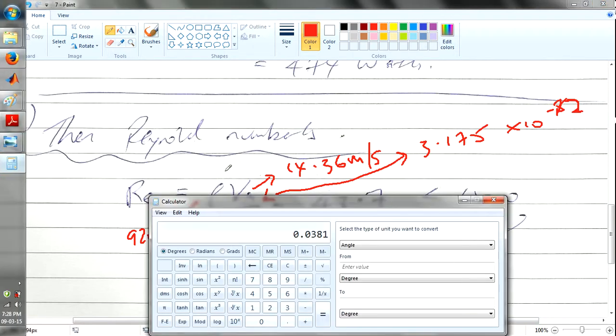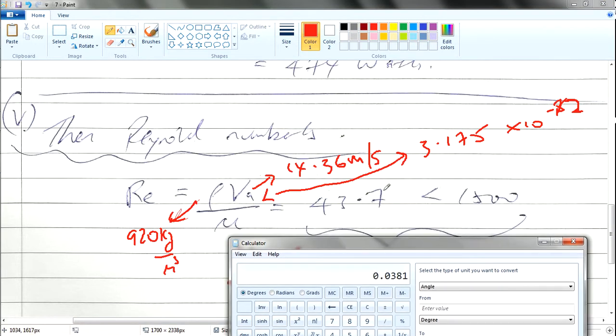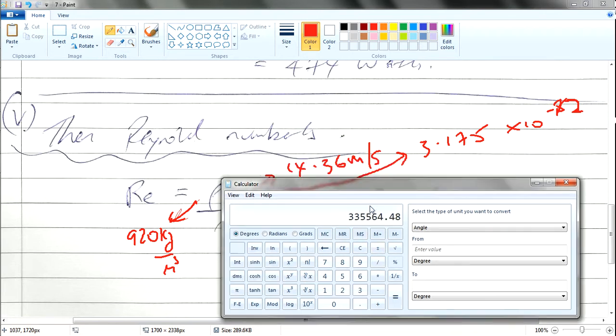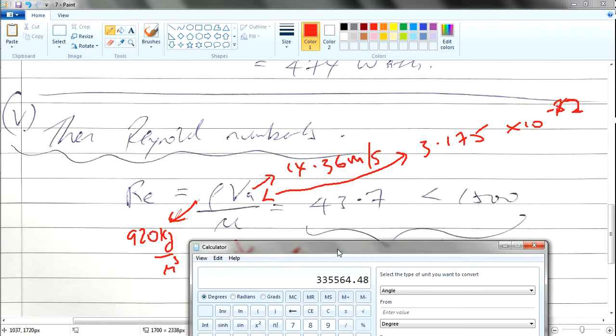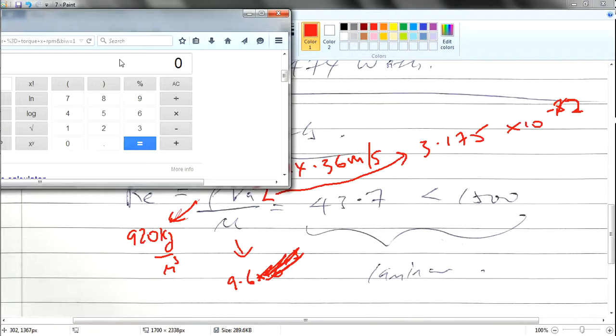So if I were to calculate, I should have this value over here. So it's 920 times 14.36, the average velocity, make sure you know about the plate, times 10 to the negative 2. Okay, I have this value. Something is wrong with my calculator. I should use Google again. Hold on. Okay, let's do it again.